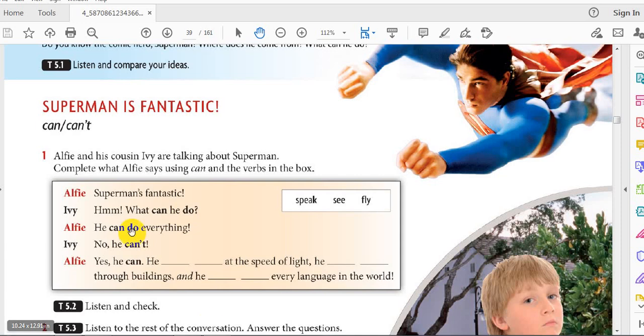Tape script 5.2. Alfie and Evie. Superman's fantastic. What can he do? He can do everything. No, he can't. Yes, he can. He can fly at the speed of light. He can see through buildings. And he can speak every language in the world.